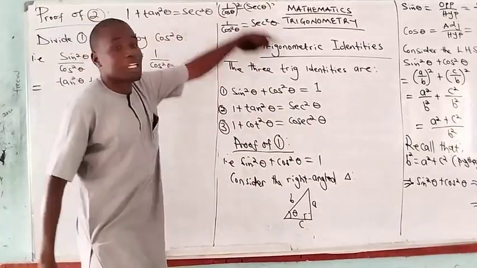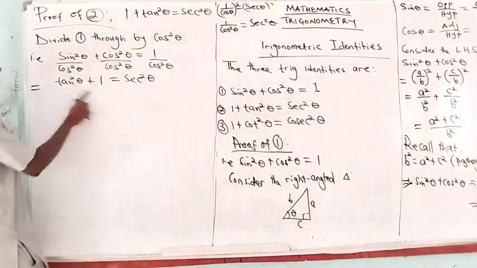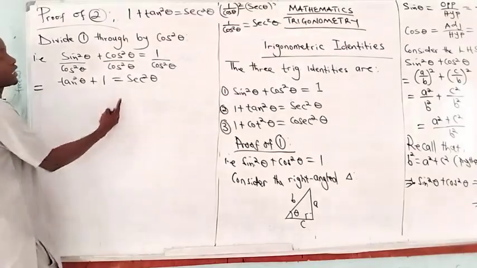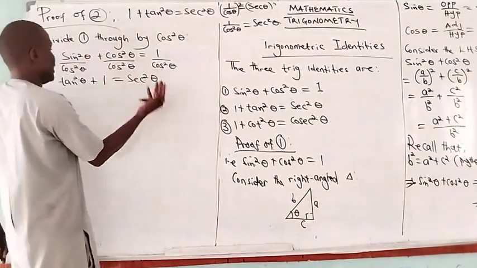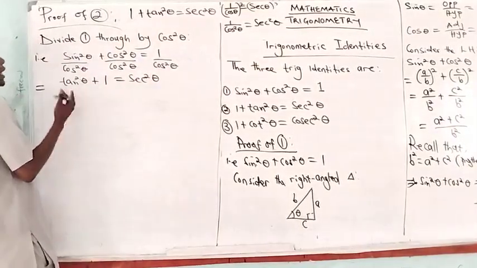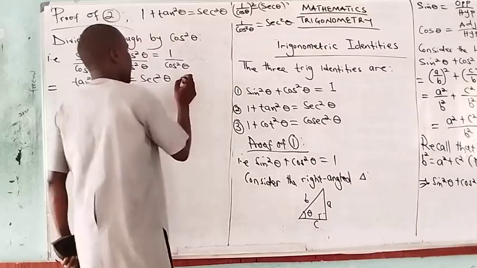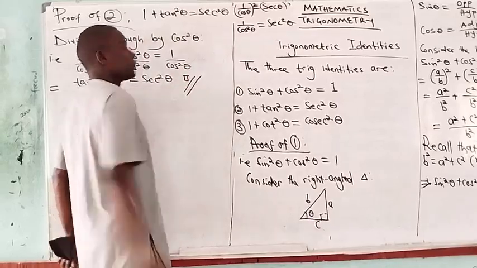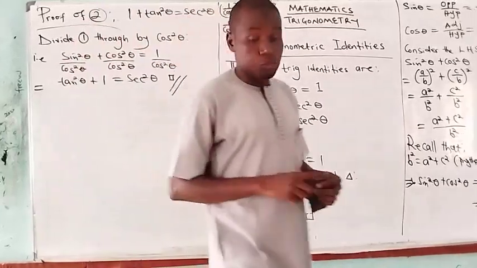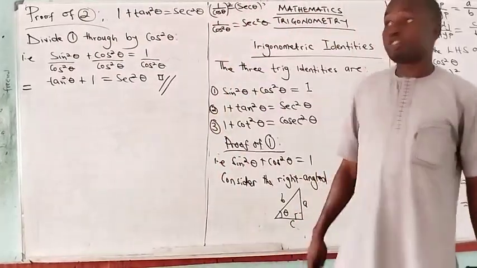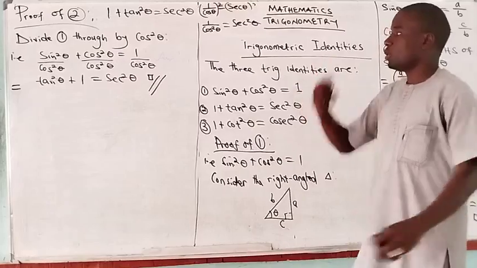1 over cos square is sec square theta. As you can see, tan square plus 1 is equal to sec square theta. Or we can write tan square plus 1 as 1 plus tan square. Hence the proof. This is the end of the proof of identity number 2.